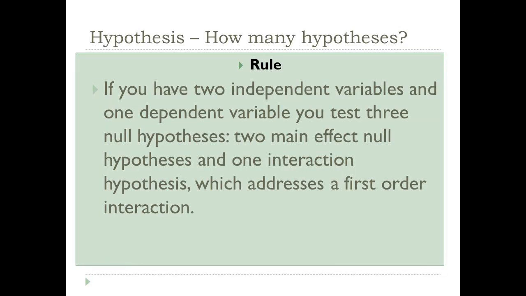We're then going to look at the variables independently, and we're going to look at, is there a difference between the gender, and is there a difference between participation in group? So if we have two independent variables and one dependent variable, we have three null hypotheses and then also three corresponding research hypotheses. Let's look at another example of this.